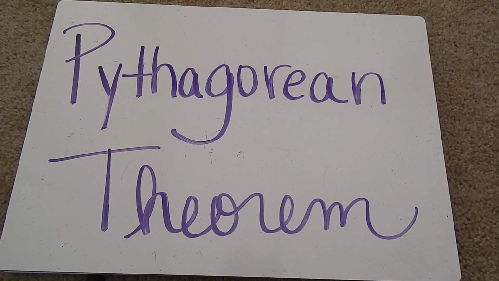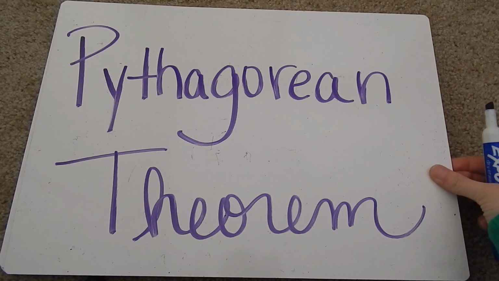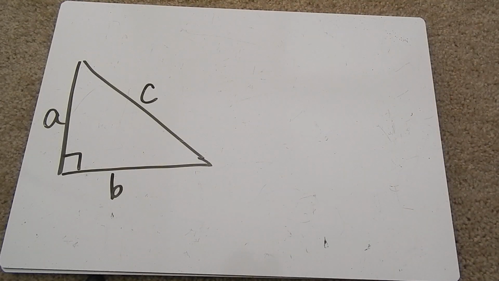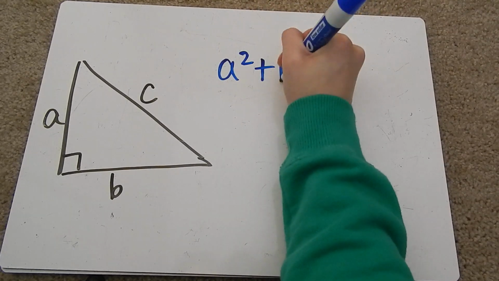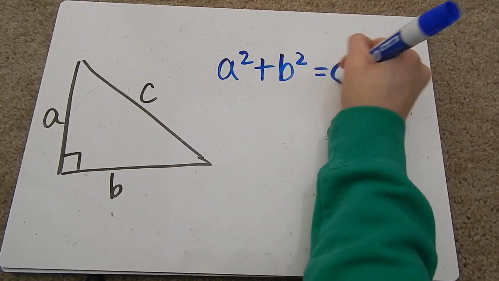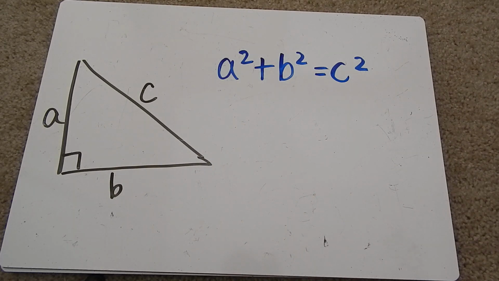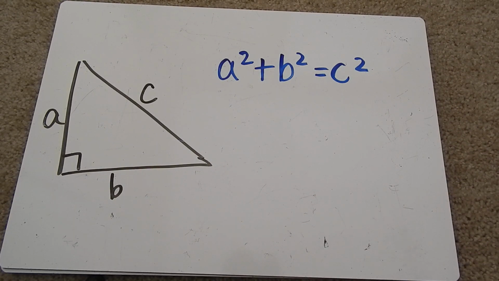Today's lesson is over the Pythagorean Theorem. The Pythagorean Theorem states in a right triangle that a squared plus b squared will always equal c squared. So if you have a right triangle, this is always true, or if this is true, you have a right triangle, so it goes both ways.